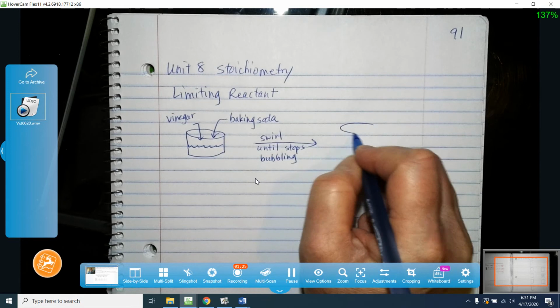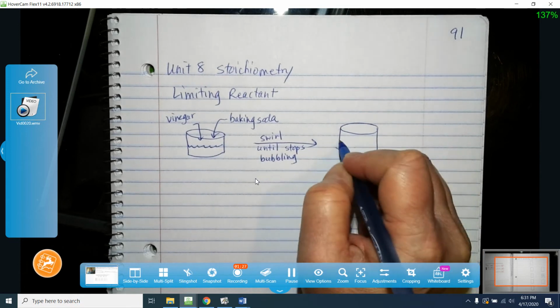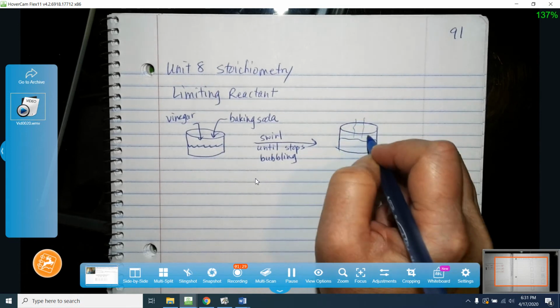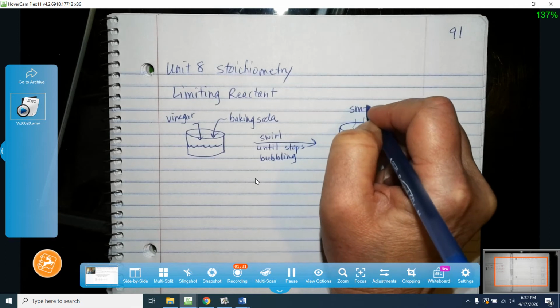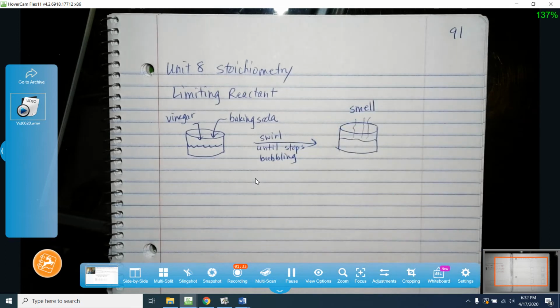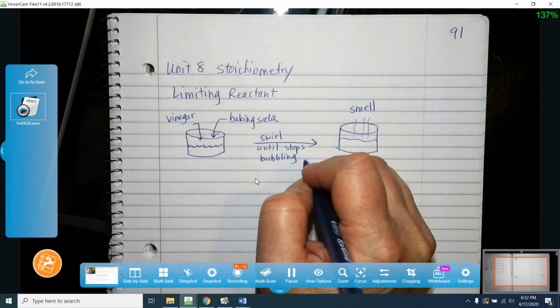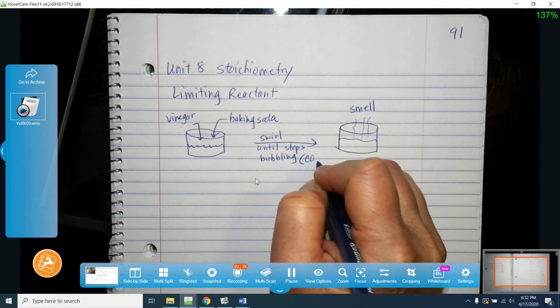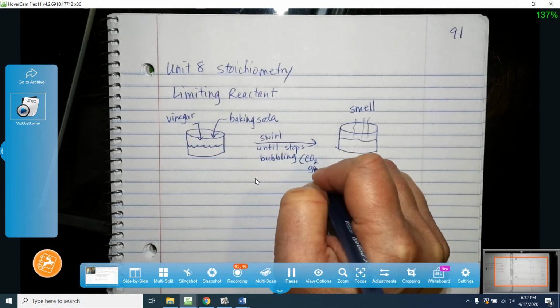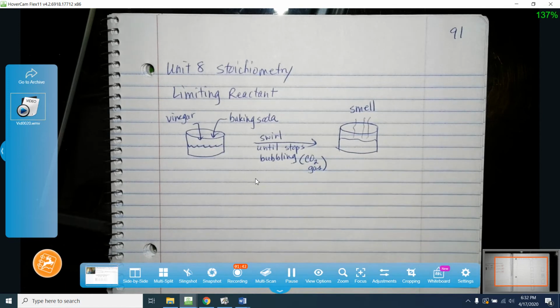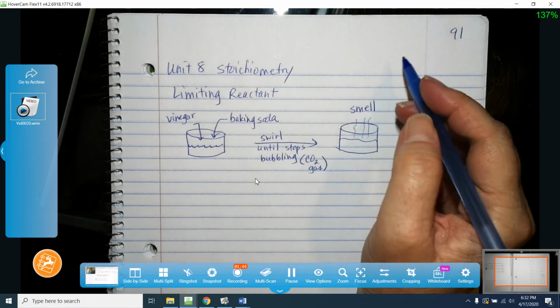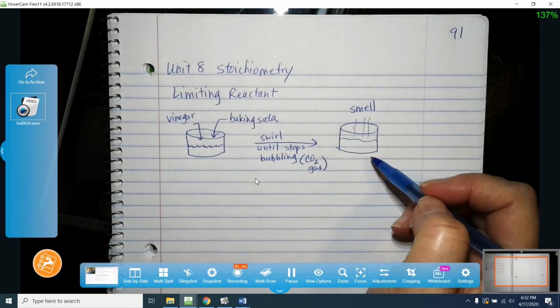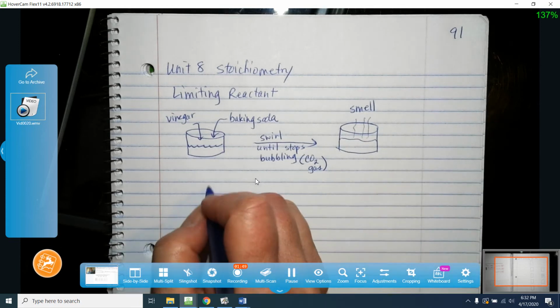Okay, then what I want you to do, I want you to smell it. Okay, and by the way, the bubbling is CO2 gas that's being made. Okay, that's one of your products. Right, and you should still smell the vinegar.